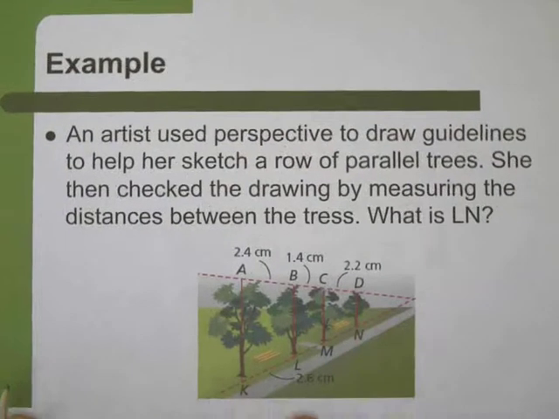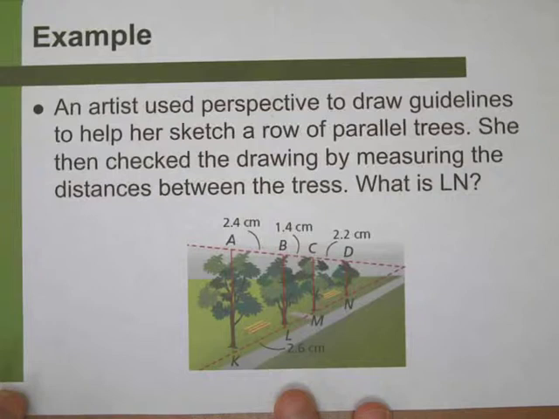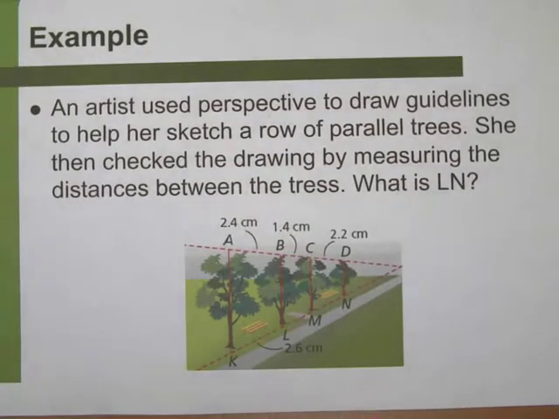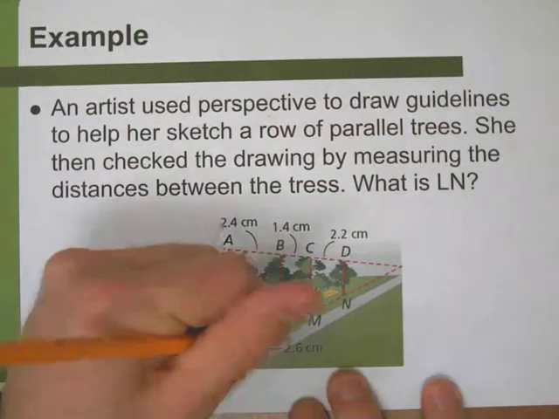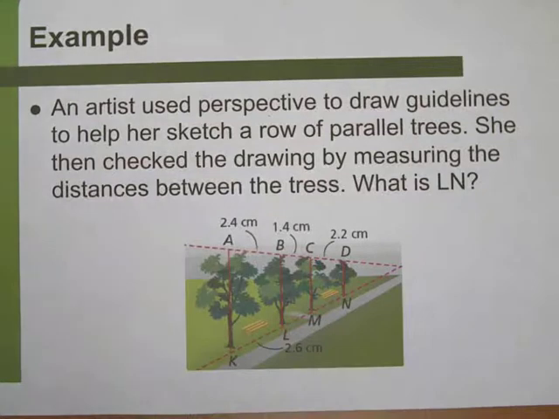All right, one last slide, and then we'll be done with this video. Here's an example. An artist used perspective drawing to draw guidelines to help her sketch a row of parallel trees going off in the distance. She then checked her drawing by measuring the distances between the trees. What is the length of LN? On this picture, you probably have a hard time drawing. You don't need to draw the trees necessarily, but you might want to pause it and draw this triangle here with A, B, C, D, K, L, M, N. Put those lengths in. When you're ready, you can unpause it.